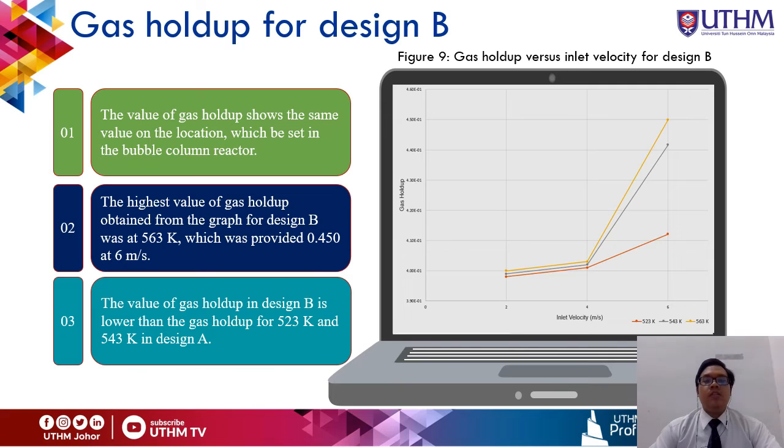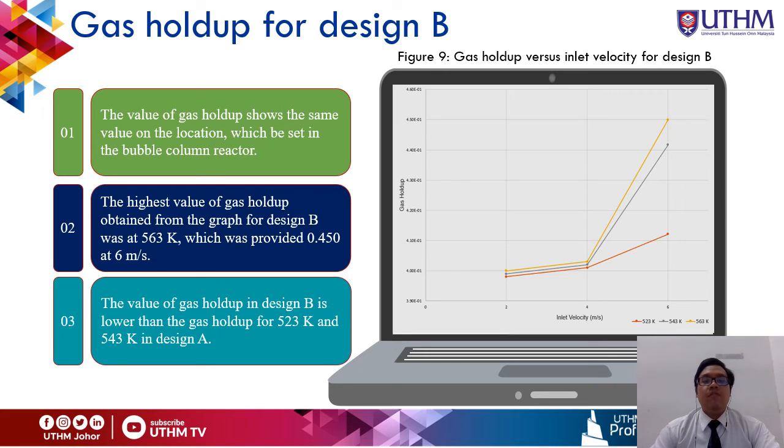For gas holdup for design B, figure 9 shows the gas holdup versus inlet velocity for design B. The value of the gas holdup shows the same value on the location set in the bubble column reactor. Therefore, the value of the gas holdup was plotted for 1 point for each temperature and inlet velocity.